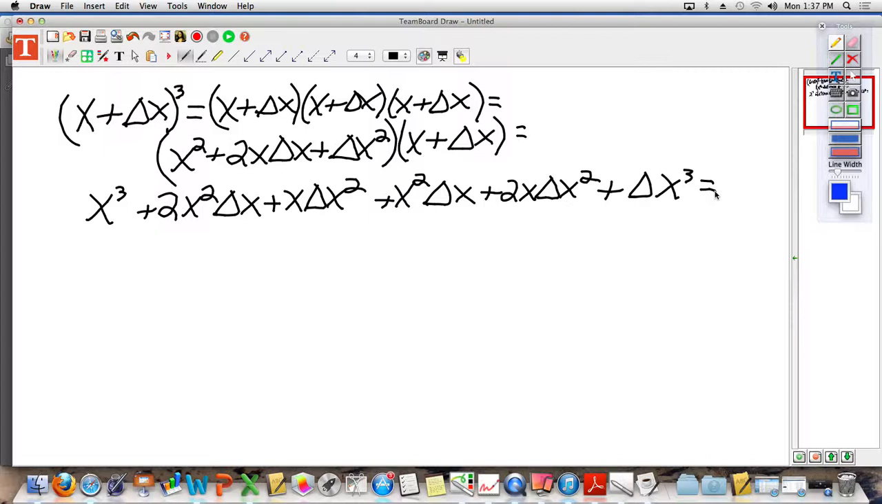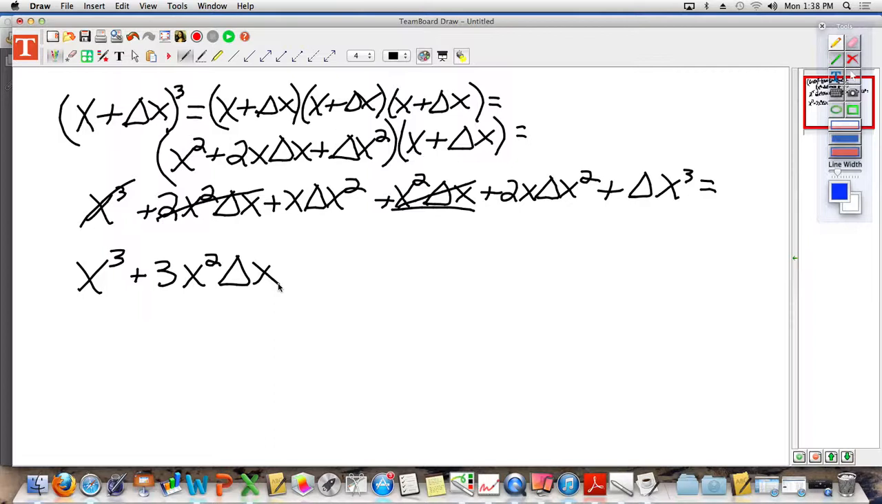And now we need to collect like terms, if there are any. Maybe there aren't any. Are there any like terms? There are like terms, yes. So we have an x cubed. Is there anything else in here that's just x cubed? No. So I'm going to leave that just as is, x cubed. All right, we have 2x squared change in x. Is there another x squared change in x? Yeah, there is. It's right here. So I have two of them here, and I have another one here giving me a total of three of them. So we have 3x squared change in x.